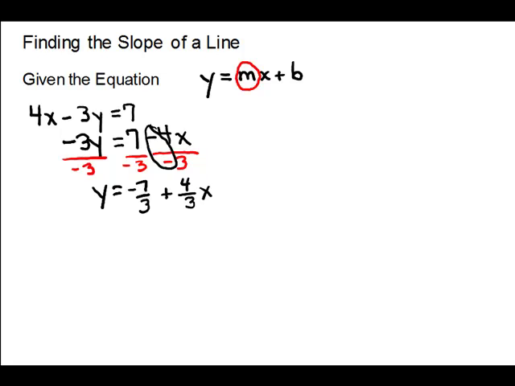Now we can read off the slope. The slope is the coefficient of the x. It does not matter that the order has changed. So slope is 4/3. If we were asked for the y-intercept, we could also pick it off. It will be the -7/3. And remember, for y-intercept, the x-coordinate is 0.